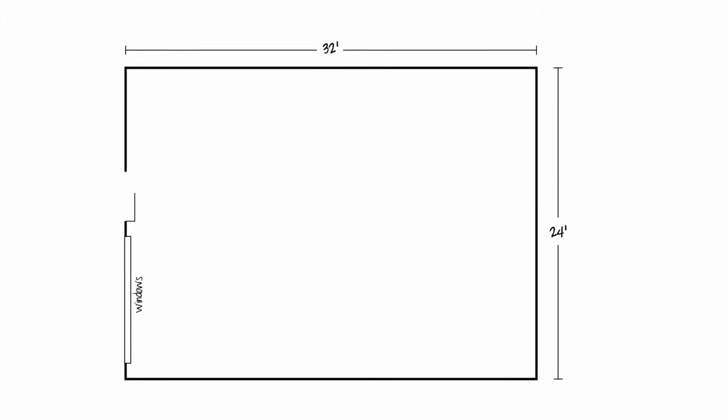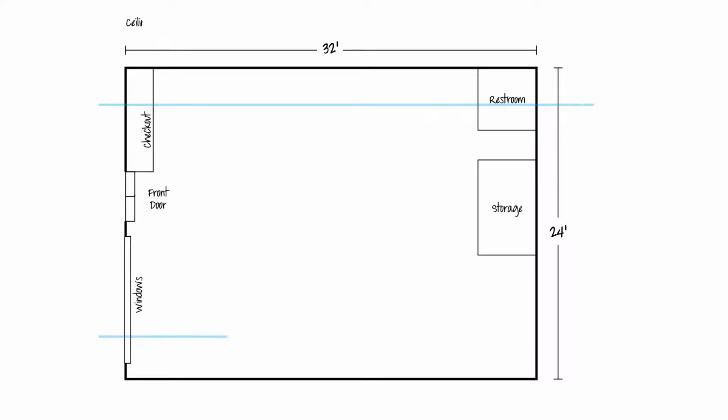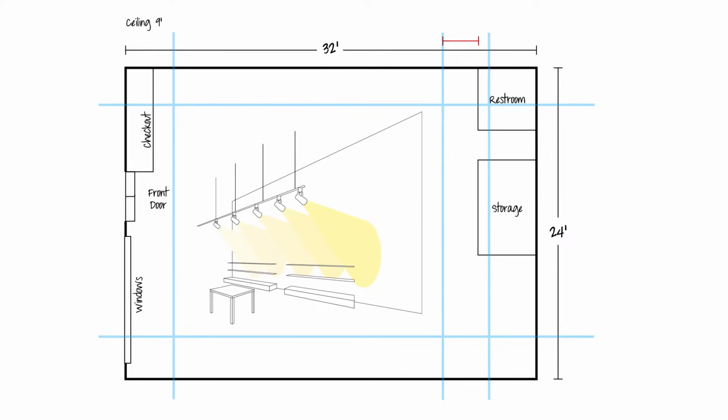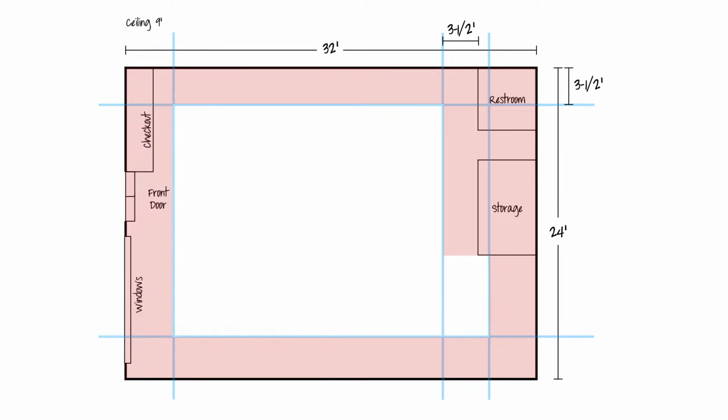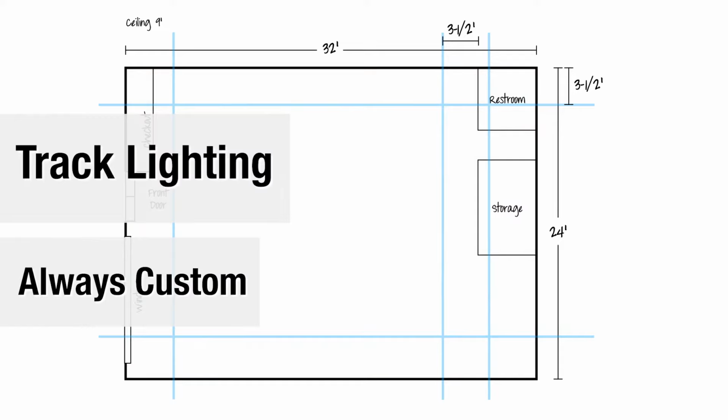We put in the doors, storage, and bathroom, as these inner spaces are very important and will affect the lighting plan. In today's example, we know the ceiling is 9 feet. In order to get the correct lighting angle for the product on the walls, we want the track to be about 3.5 to 4 feet out. Your space may be different, but we need to get your specific details and vision right up front. Track lighting is always custom.